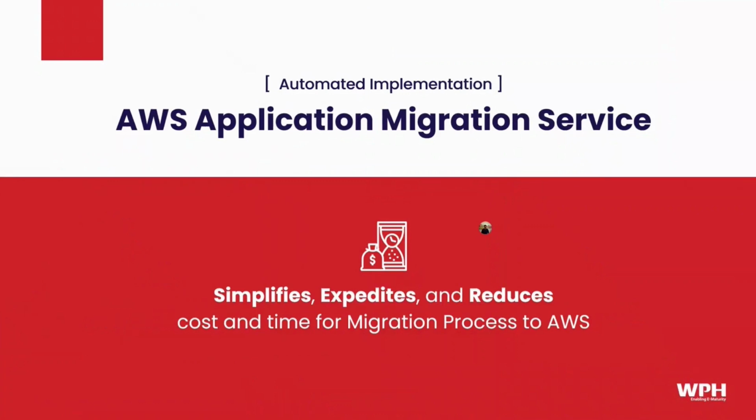But AWS has a solution for this. That solution is this service, the AWS Application Migration Service, which can be shortly called the AWS MGN service. This is automated implementation. This service simplifies the migration, and it also reduces the cost and time of the migration process from on-prem to AWS.